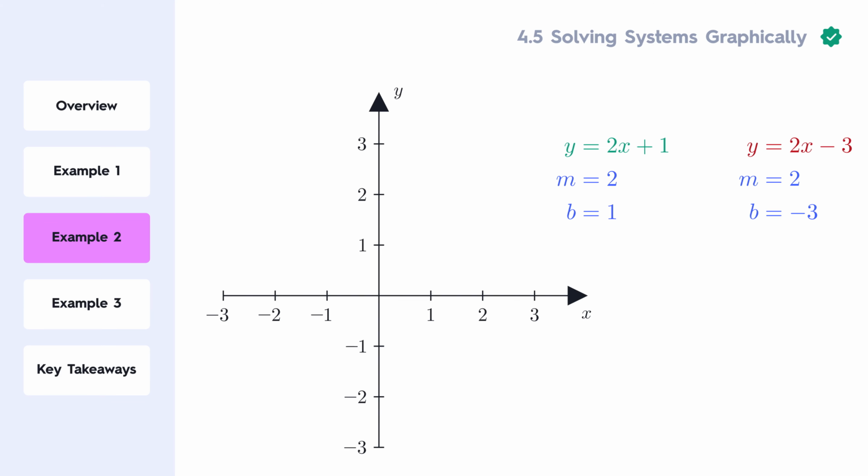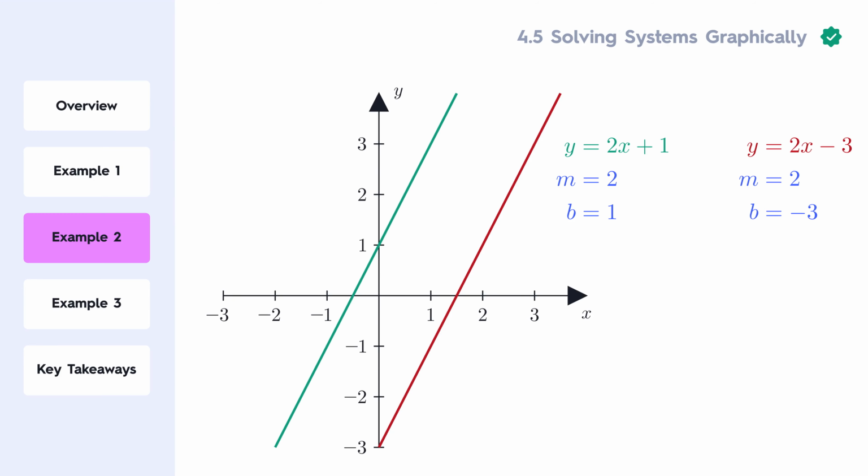Start by plotting the first line from its y-intercept at the point 0, 1. From this point, use the slope m equals 2 to move upward 2 units and 1 unit to the right. Moreover, for the second line we can start plotting at the y-intercept, which is at the point 0, minus 3. From this point, we can use the slope m equals 2 to again move upward 2 units and 1 unit to the right.